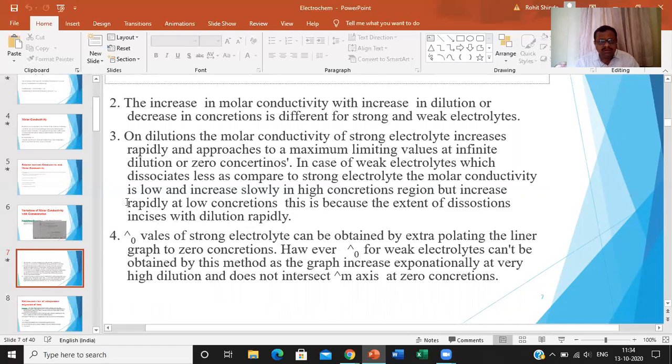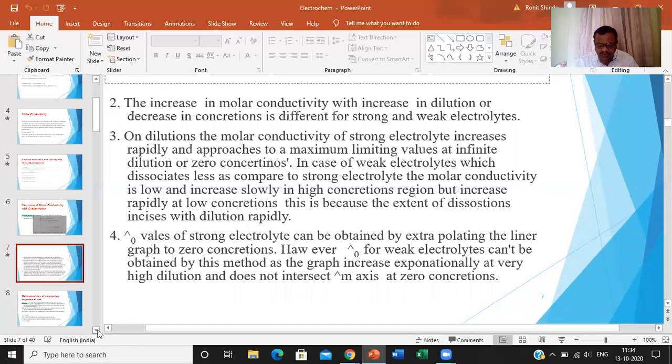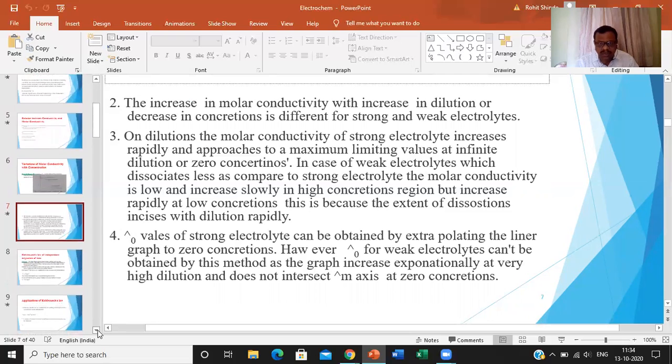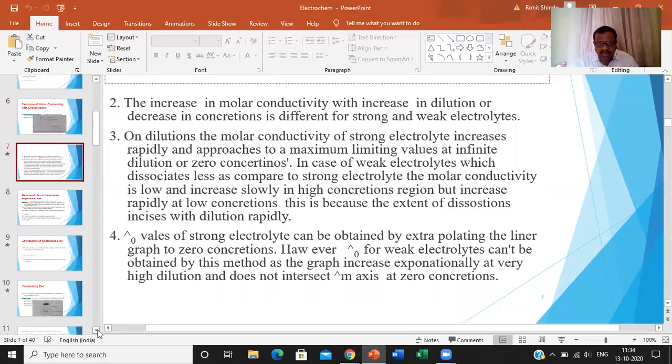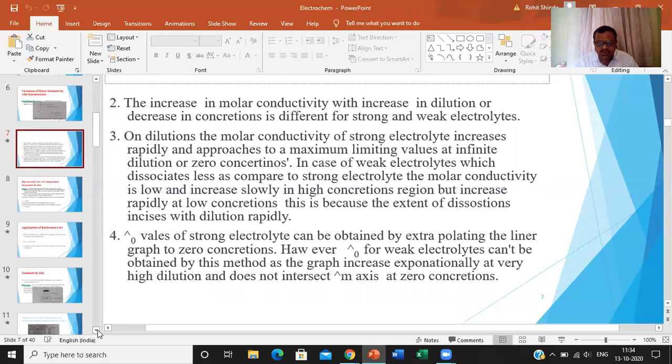The molar conductivity values of strong electrolytes can be obtained by extrapolating the linear graph to zero concentration. However, the molar conductivity of weak electrolytes cannot be obtained by this method, as the graph increases steeply at very high dilution and does not intersect the molar conductivity axis at zero concentration.